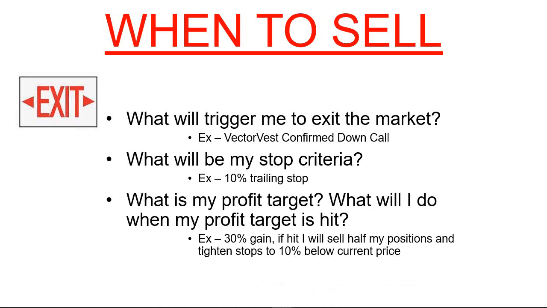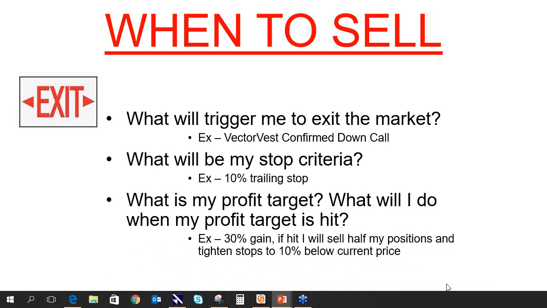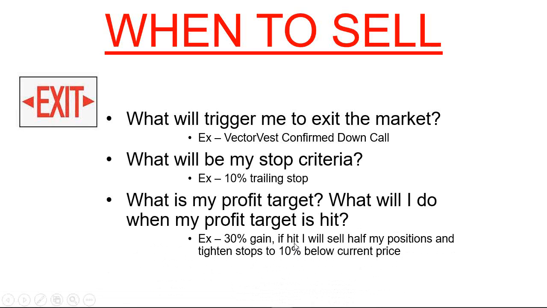For example, if your profit target is a 30% gain, maybe in your trading plan you say, if I hit that gain, I will sell half my position and then tighten the stop to 10% below the current price. So you're financing the rest of the position by taking half of it off the table. So these are just a few examples, folks, of what a trading plan looks like, and all of these questions should be answered in that plan.